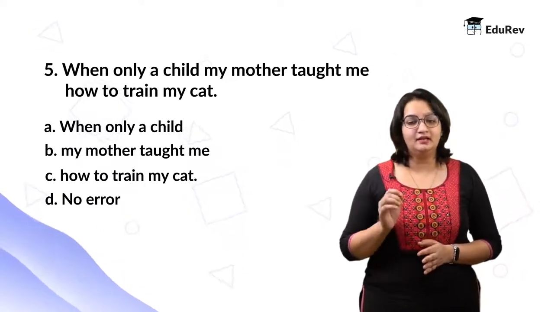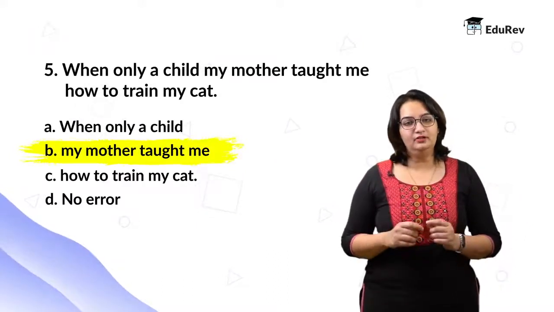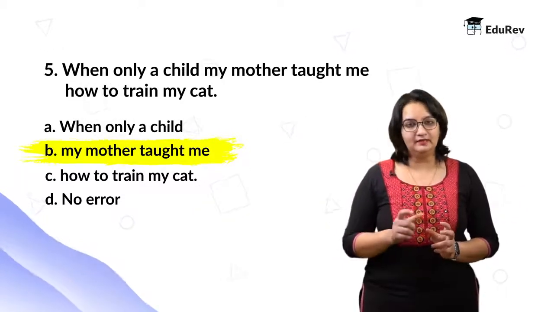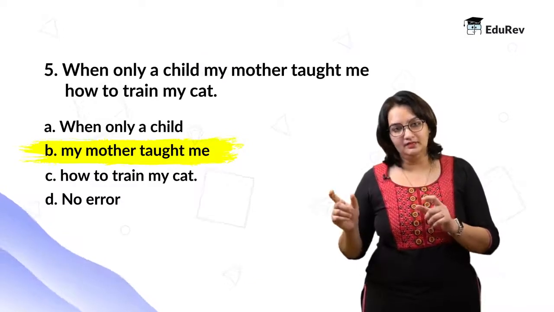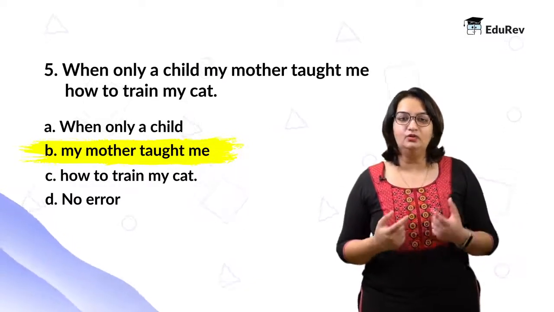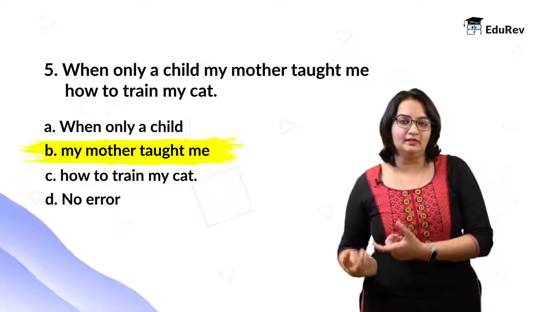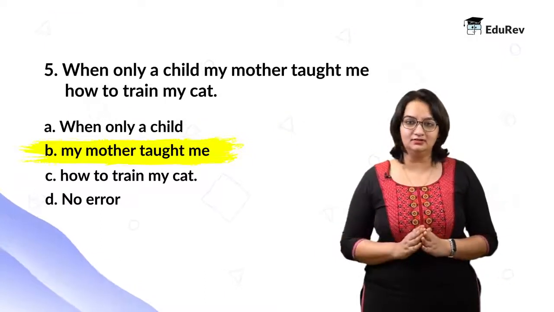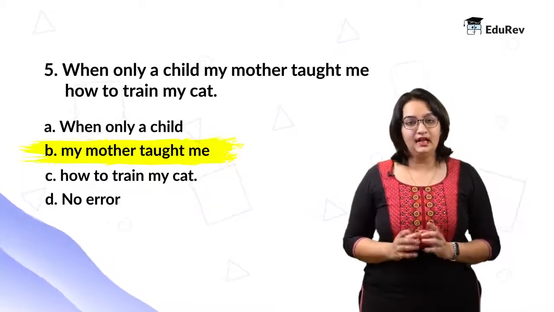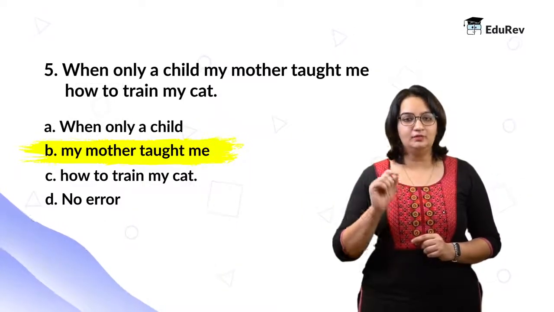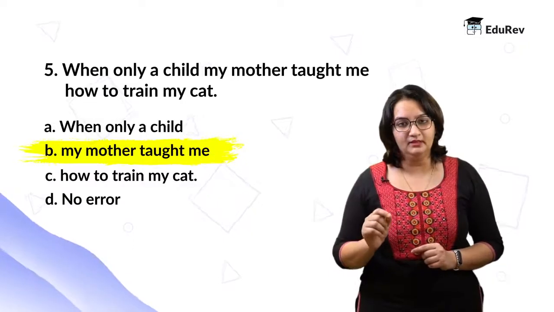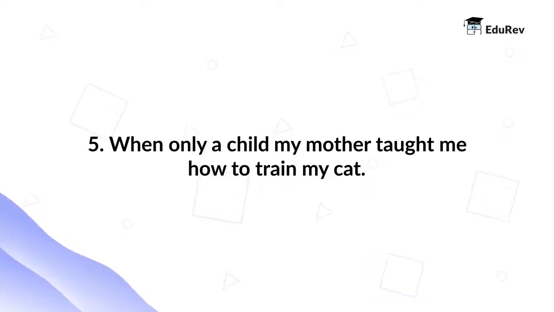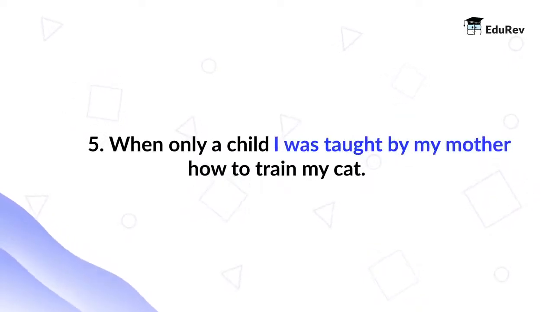Here, the error lies in part B of the statement, because when you look at the first part of the statement, it says when only a child. However, the placement of mother and the placement of me are jumbled up, and therefore it is difficult to ascertain who was a child when this certain event took place. So we obviously can understand the mother cannot be a child if she is teaching her daughter how to train her cat, and therefore we have to rearrange this statement. This type of error is called a dangling modifier, and it should be avoided at all costs. The correct answer is, when only a child, I was taught by my mother how to train my cat.